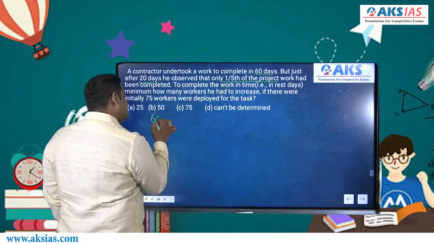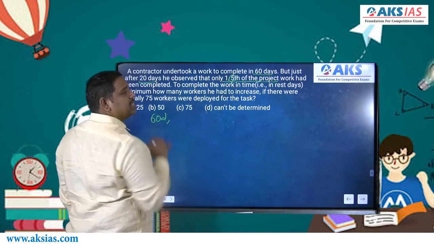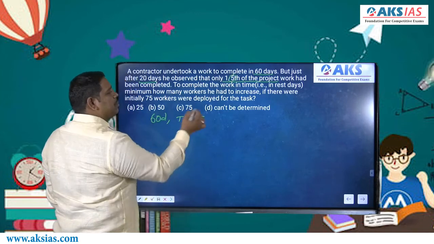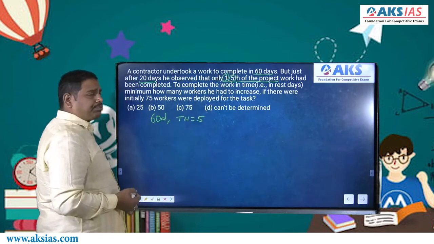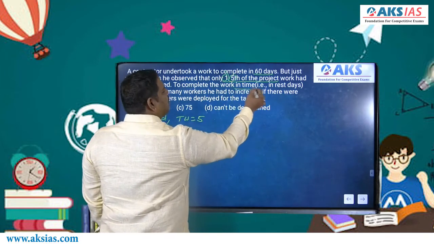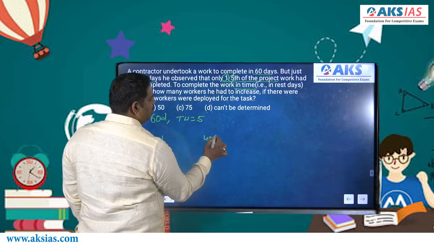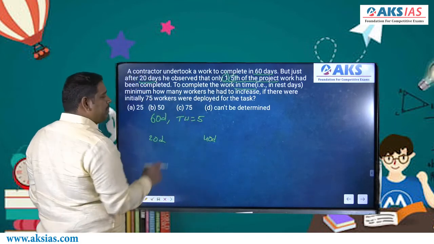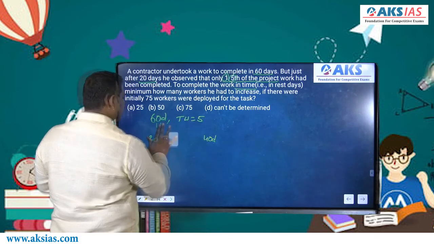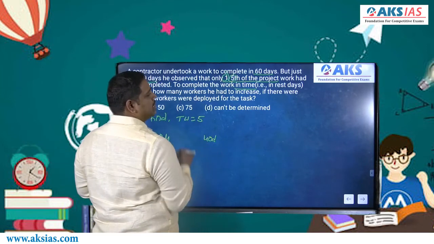Sir, total is 60 days. 1/5 he mentioned, that means if the total work is 5, one part is completed, right? So I am assuming the total work is 5 units. Out of 5 units only 1 unit is completed. To complete the work in time, already 20 days are completed, so in time completion means 40 days more. Here 1 unit is already completed, so the rest 4 units should be completed here.